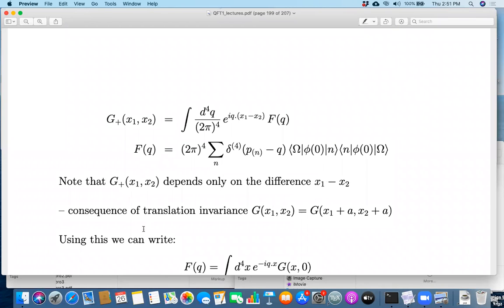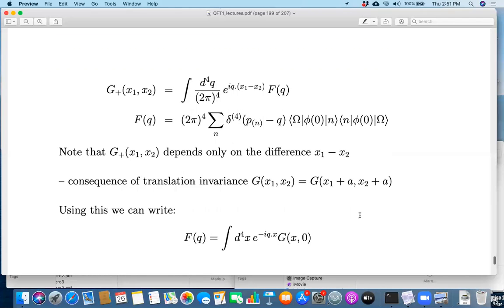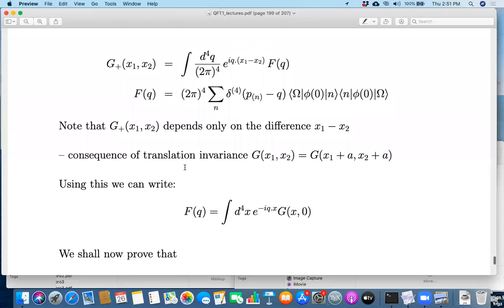That's not a surprise because we have translation invariance, which tells us that G plus of (x1, x2) is equal to G plus of (x1 plus a, x2 plus a) for any four-vector a. That's the reason why it depends only on the difference x1 minus x2, because x2, for example, you can always set equal to 0 by choosing a equal to minus x2.